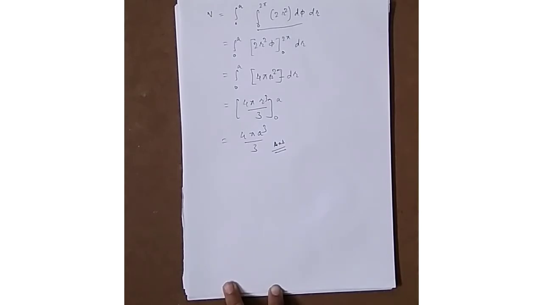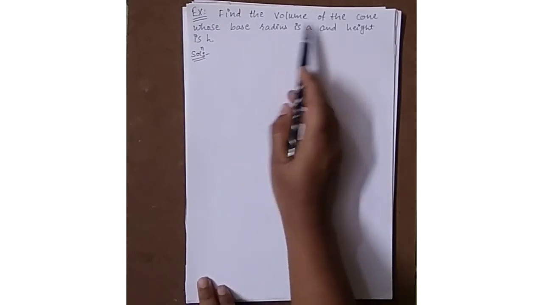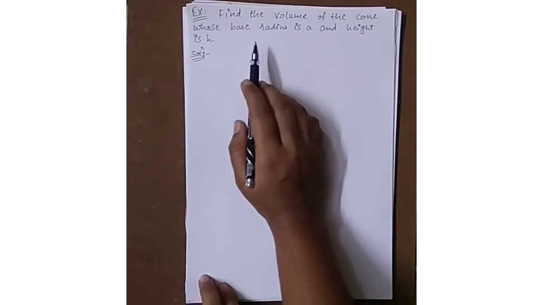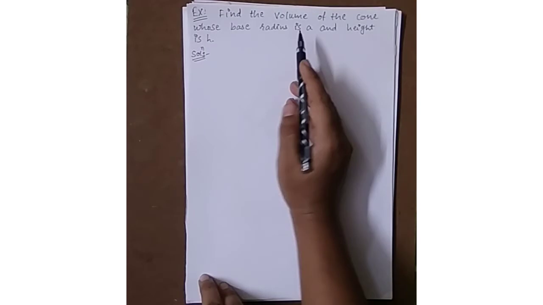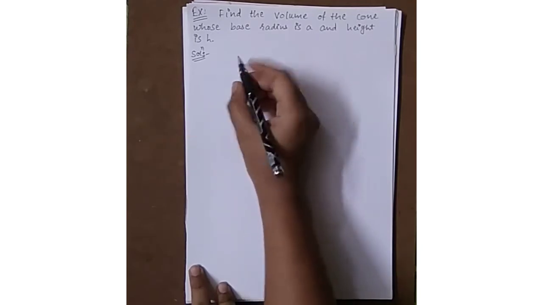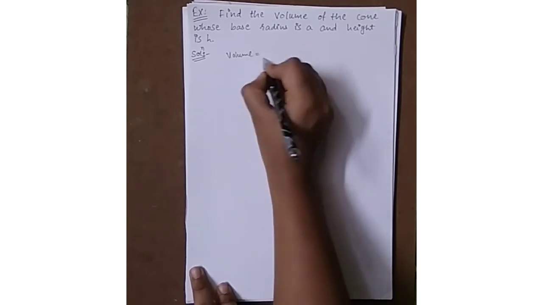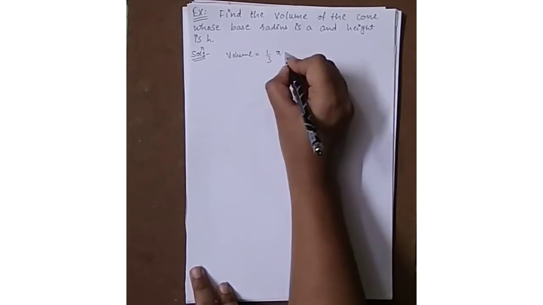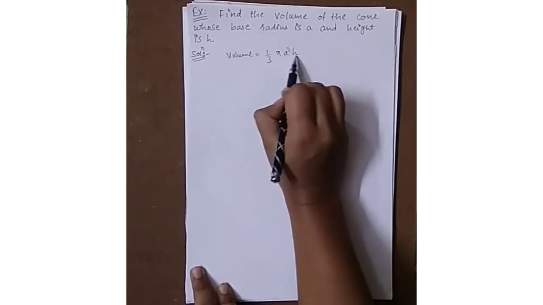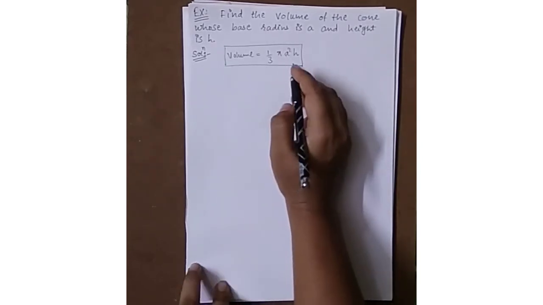Next example is: find the volume of the cone whose base radius is a and height is h. We know the formula for the volume of a cone, that is, volume is equal to 1 by 3 pi a square h, where the radius is a and the height is h. But now we are going to derive this formula.